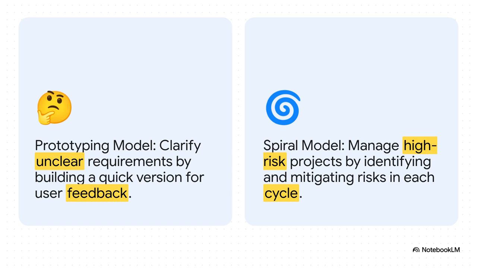It does that by building a really quick, early version, like a mock-up, just to get user feedback. Then you have the spiral model. This one is for the big, high-stakes, high-risk projects. Its main goal is to systematically find and destroy risks in every single cycle of development.